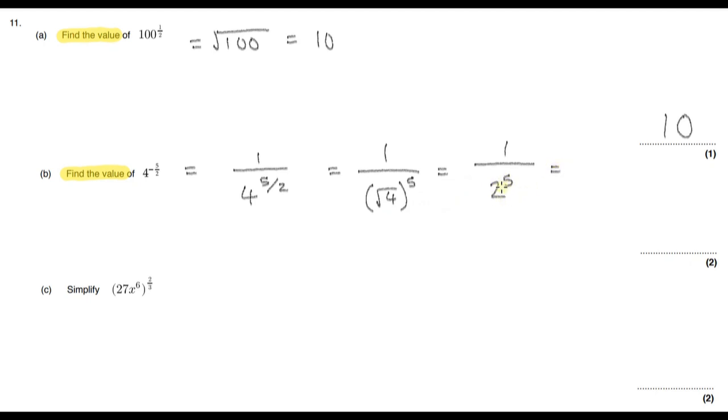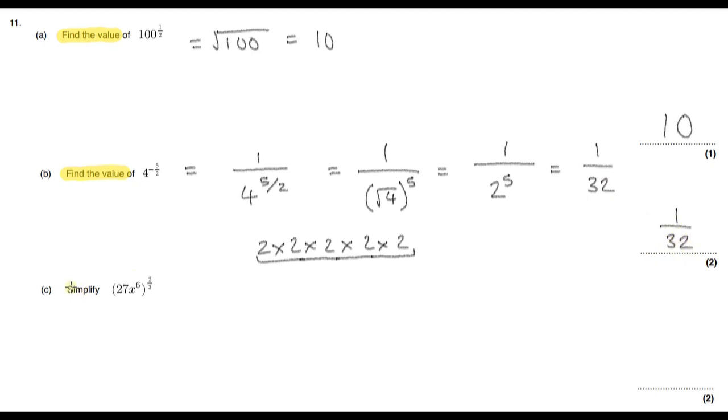And 2 to the 5th, that is 16, I believe. Oh, no, 32. I'm not quite sure. Let me work it out. So 2 times 2 times 2 times 2 times 2. Well, this is 4, 8, 16, 32. It is 32. So it's going to be 1 over 32. So that is my final answer, 1 over 32.